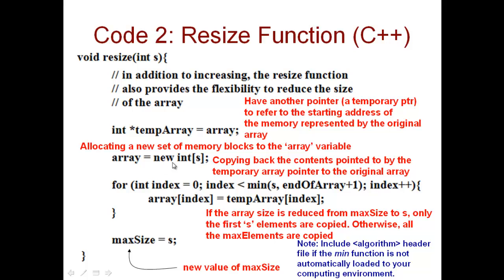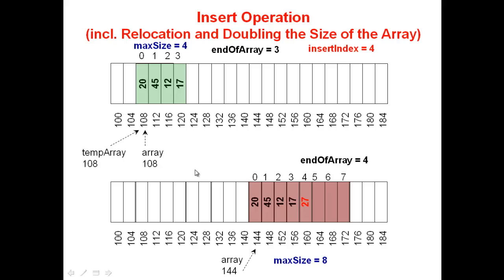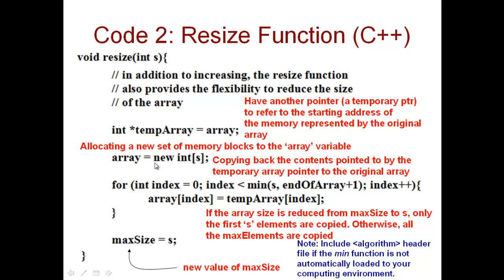I'm going to say new int of s. This s is the new size of the array that I want to create. So I say new int of s, and I want to store integers in that block of memory. I assign that address to this array pointer variable, which is a member variable of the list class. That means it is redirected to whatever the new address is. Let us say it is 144. So array is now going to store the base address 144. It's no longer going to be 108. Now I have just created the new block of memory. I have not yet filled up that block.